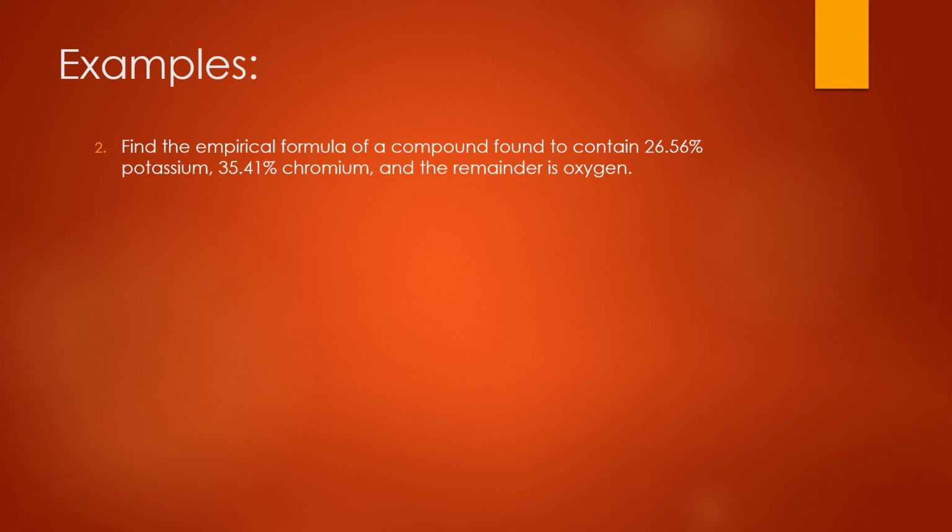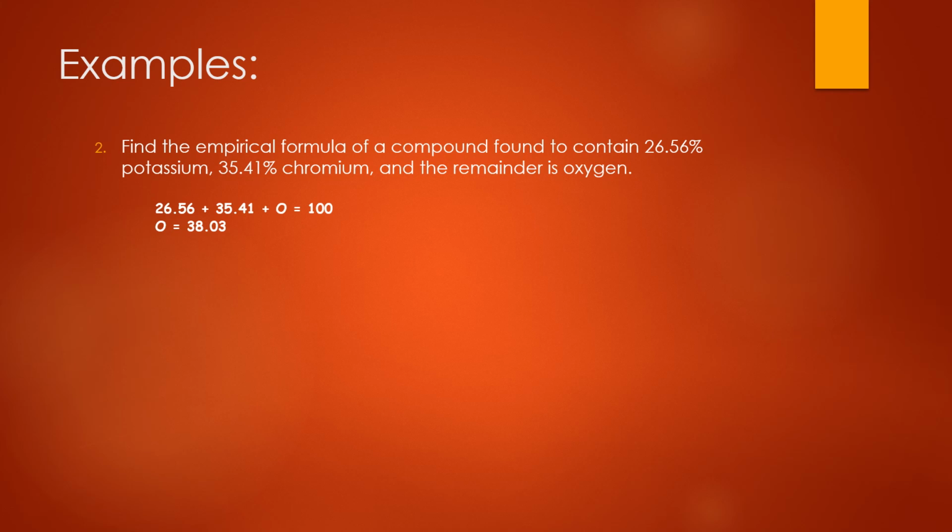So the 26.56 is going to be grams of potassium. The 35.41 is grams of chromium. So the rest is going to be the oxygen. So what I'm going to do first, 26.56 plus 35.41, that's plus oxygen, it's going to equal 100. So I'm going to subtract the 2 numbers that I added together from 100, and I got oxygen to equal 38.03 grams.